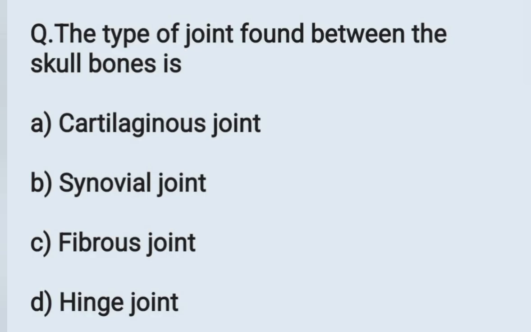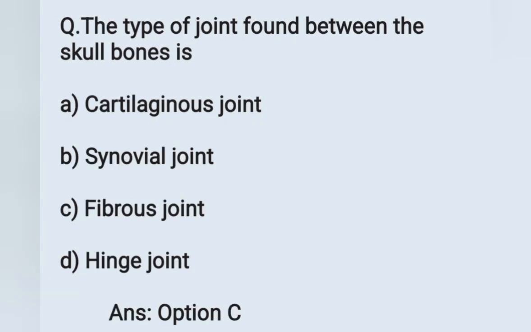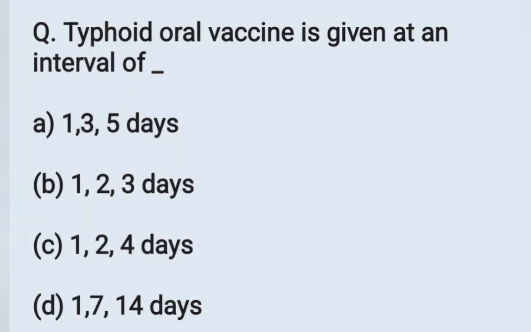The second question, the type of joint found between the skull bones is? Option A, cartilaginous joint. Option B, synovial joint. Option C, fibrous joint. Option D, hinge joint. The correct answer is fibrous joint. Option C is the correct answer. Fibrous joints are mainly made up of dense connective tissue and they are immovable joints. They are mainly found between the skull bones. Move on to the next question.